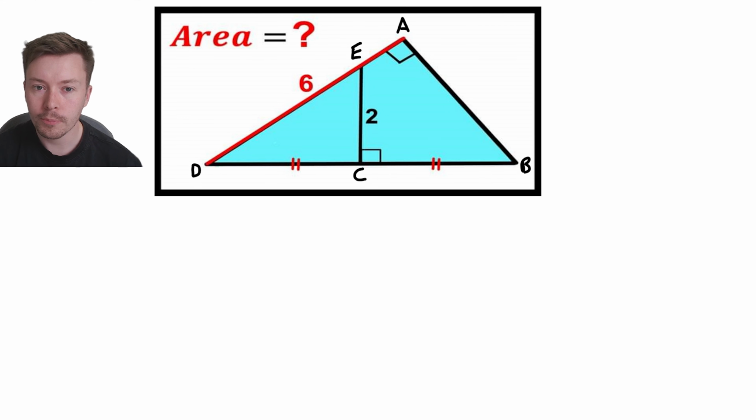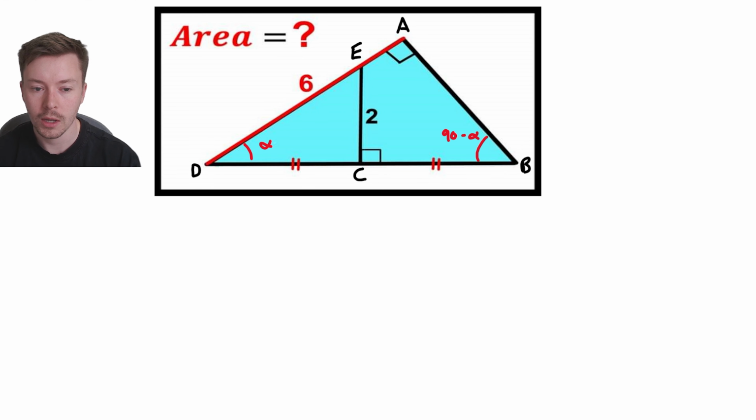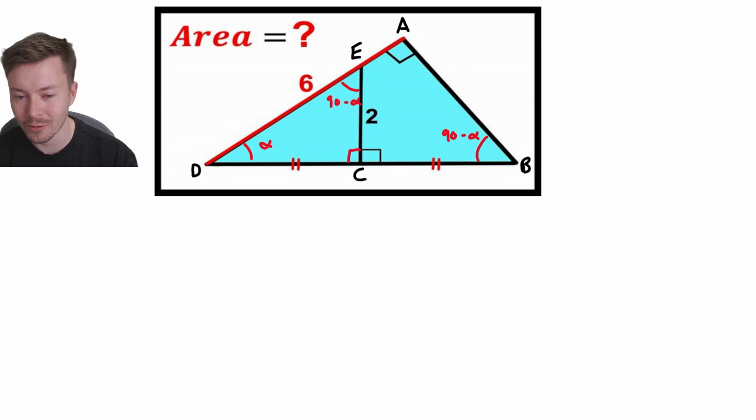Now, the way I approach this problem, like with many of my geometry-based problems, is using similar shapes. Basically, what I found is that this angle, if we call this theta, because we've got a right angle in ABD, this must be 90 minus theta. And if we look at the triangle ECD, we're going to have a right angle down here. So this must also be 90 minus alpha. I don't know why I've called it theta there. 90 minus alpha, alpha, 90 minus alpha.